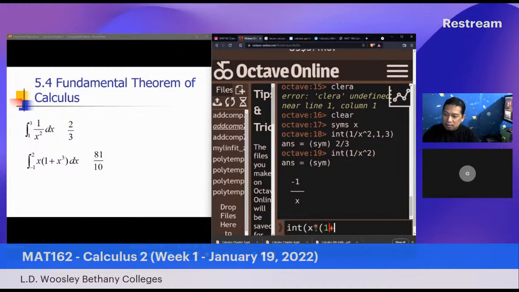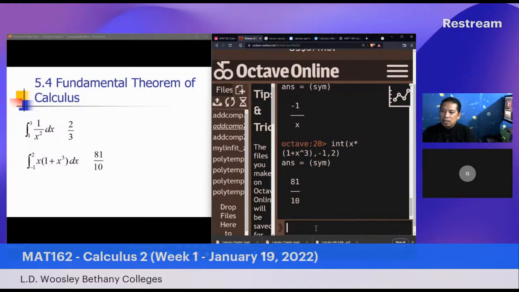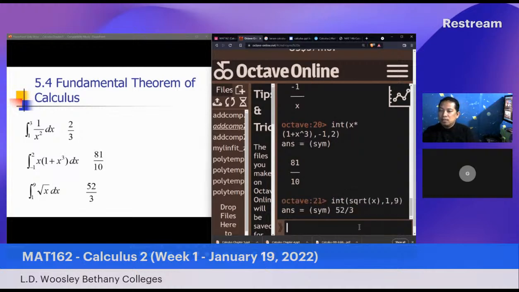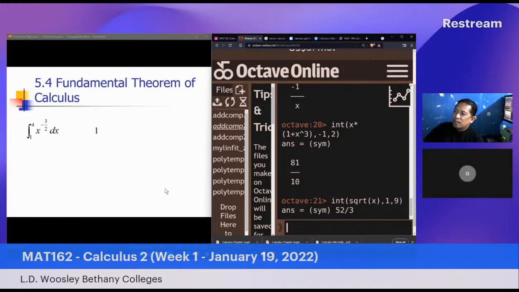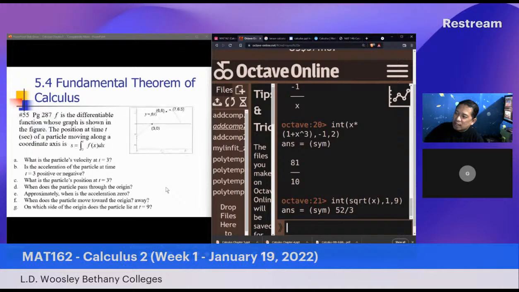One plus. Anyway, in your free time, you could verify this. There, 81 over 10. Lastly, 52/3. So, integral of square root x from 1 to 9. 52/3. Nice, no? I don't know who is better, Octave or PowerPoint. So there are just some evaluations here. Anyway, you can do that. So this has a trigonometric function too.